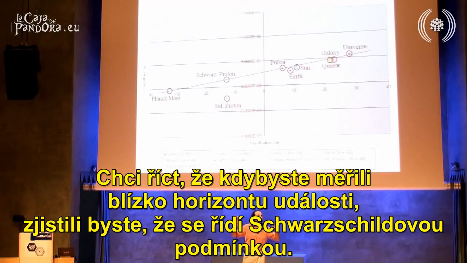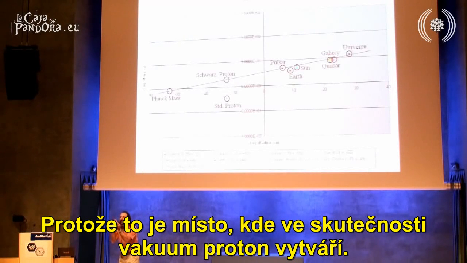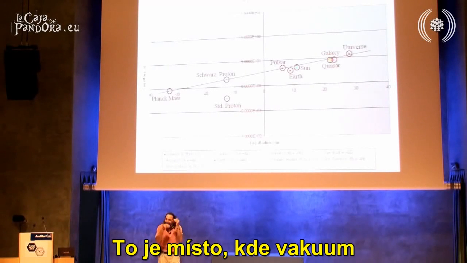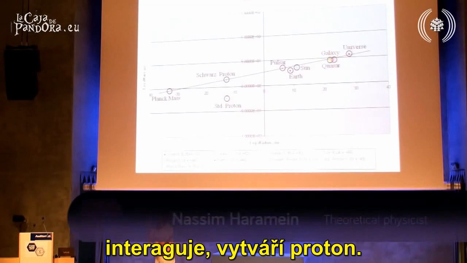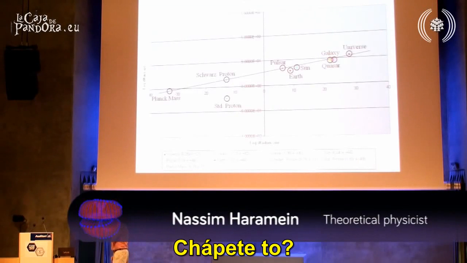So what I'm saying is that if you were measuring near the event horizon, you would find that it obeys the Schwarzschild condition, because that's where the vacuum is actually producing the proton. This is where the vacuum is interacting, producing the proton. You all following this?